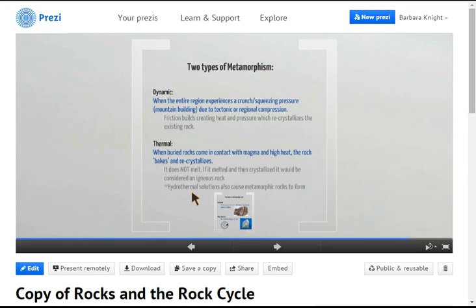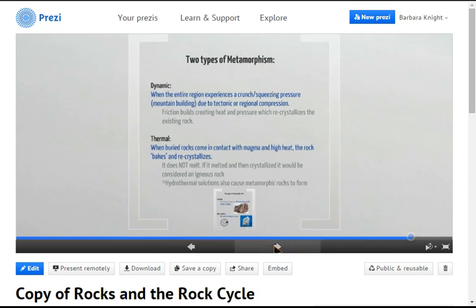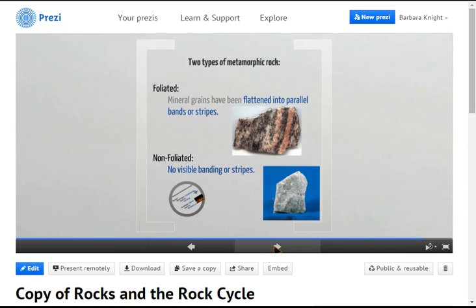Hydrothermal solutions can also cause metamorphic rocks to form. We talked about hydrothermal solutions being hot water solutions where the ionic bonds form. So the rocks change from an ionic level, so from their molecular level. Due to the different types of formation, we have different types of rocks. So the texture is different.